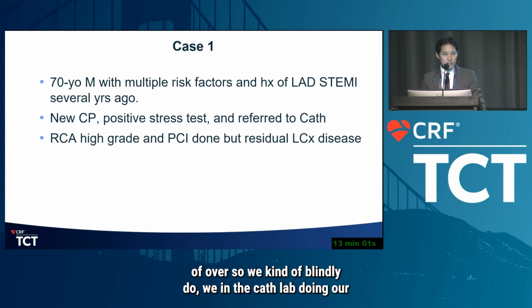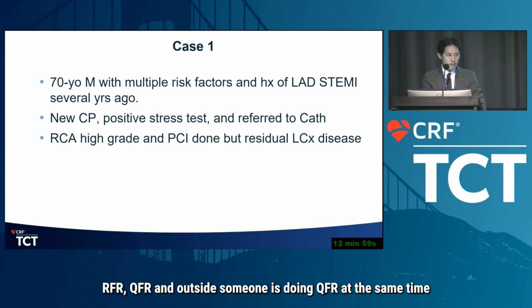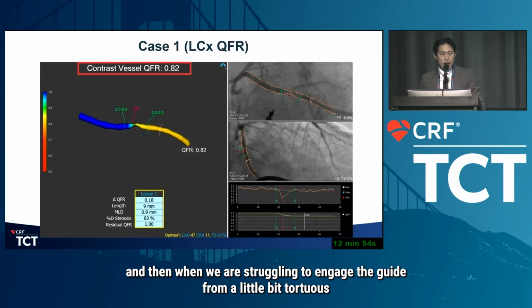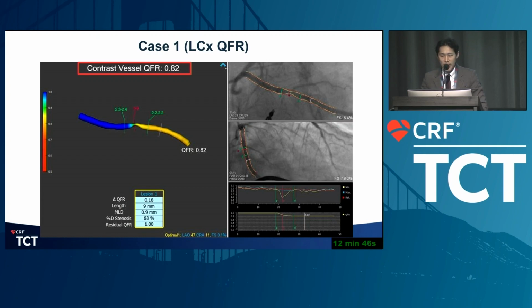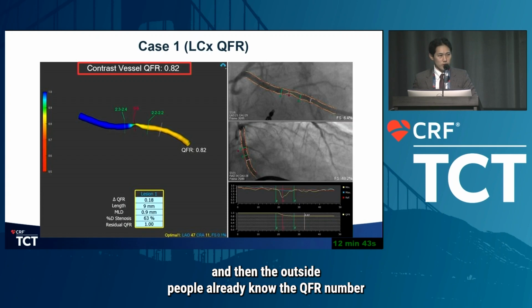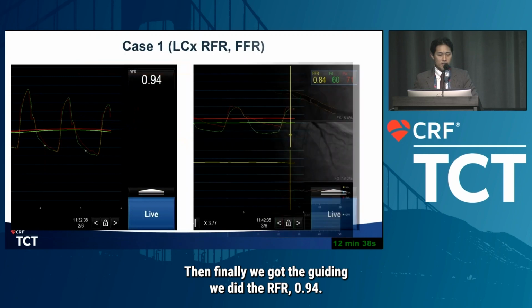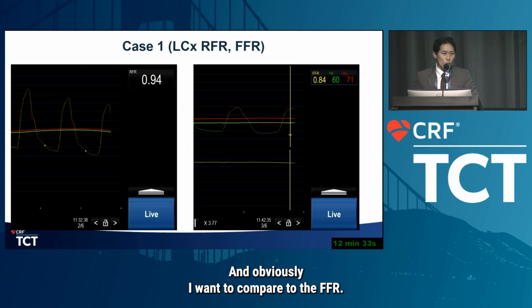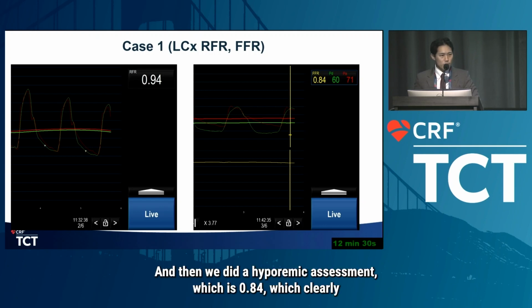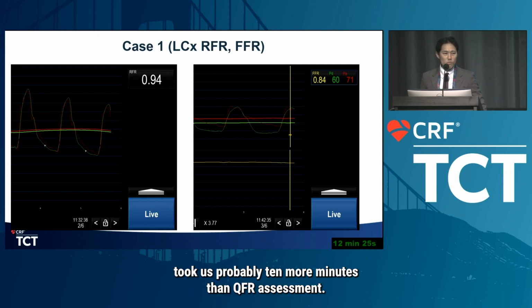So we kind of blindly did this: in the cath lab we were doing RFR, and outside somebody was doing QFR at the same time. When we were struggling to engage the guide from a somewhat tortuous right radial artery approach, actually I would say my fellow was struggling, the outside people already knew the QFR number, which was 0.82, negative for ischemia. Then finally we got the guide in, and we did the RFR, 0.94. Obviously I wanted to compare to the FFR, so we did a hyperemic assessment, which was 0.84, and which clearly took us probably 10 more minutes than the QFR assessment.